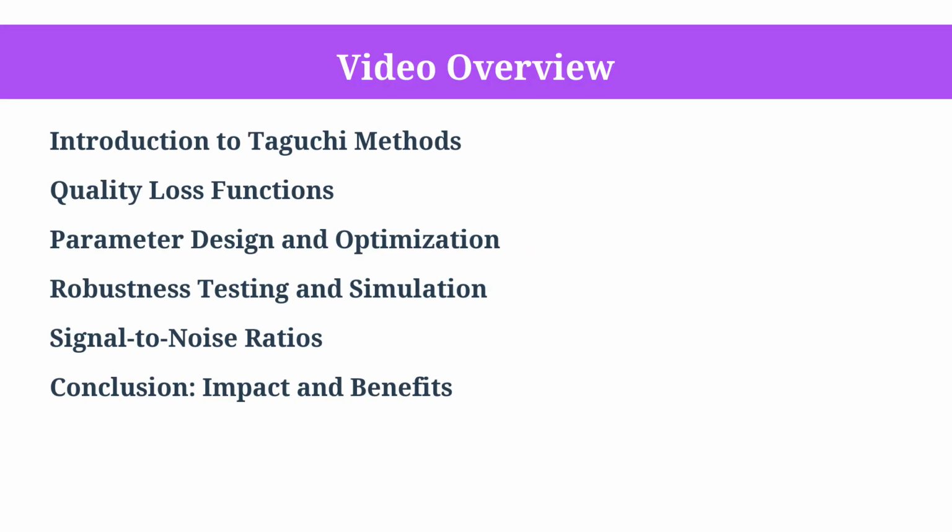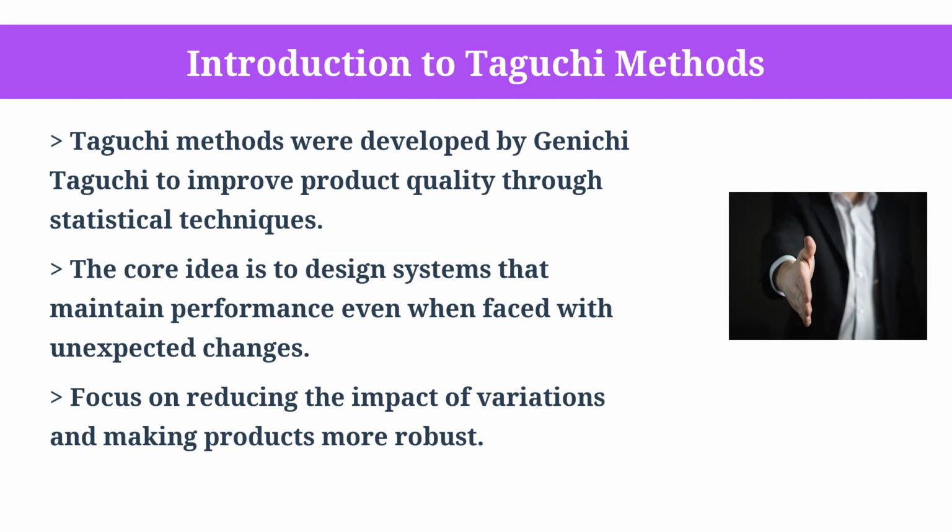Today, we're diving into Taguchi methods for robust design, an exciting approach to engineering that helps us create products and processes that are resilient to variations in their environment or use. So let's get started. Taguchi methods were developed by Genichi Taguchi, who wanted to improve product quality through statistical techniques. The core idea is to design systems that maintain performance even when faced with unexpected changes. Think of it as building a car that runs smoothly whether it rains or shines.